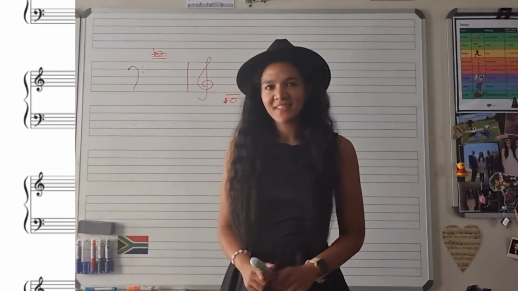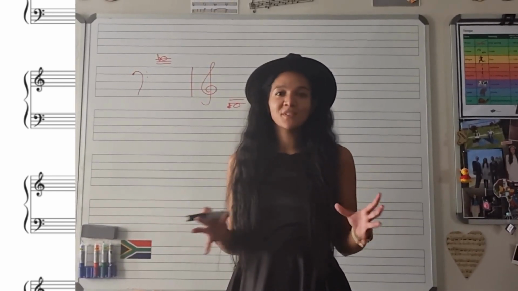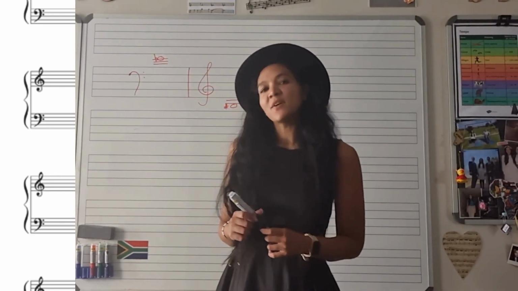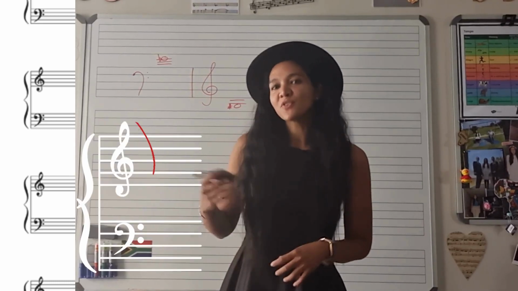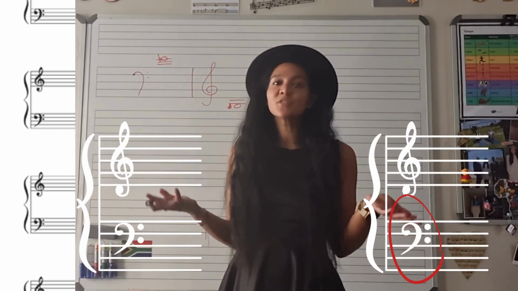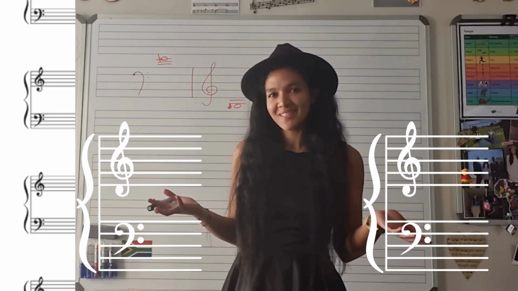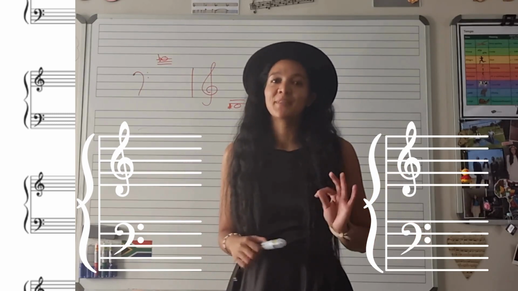We'll be looking at the UNISA Theory of Music Grade 2 past paper from February 2022. Question 1.1 asks us to give the letter names of the notes that they give us. So at this level we will still only be working with the treble clef as well as the bass clef, so do be sure that you know your way around these clefs and that you're very comfortable naming notes.